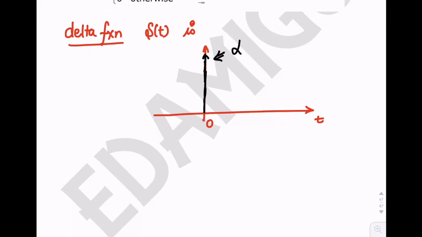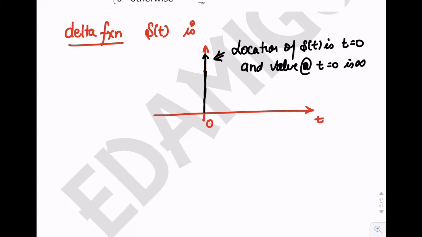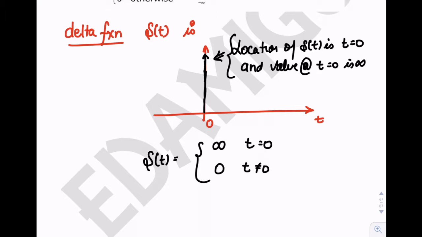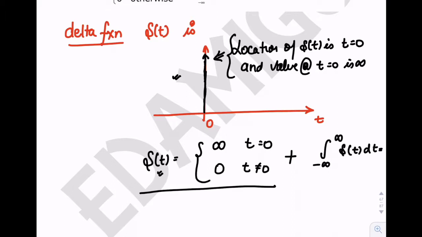So this shows that the location of delta t is t equal to 0, and the value at t equal to 0 is infinity. So we say that delta t is equal to infinity at t equal to 0 and 0 for t not equal to 0. It is 0 elsewhere, but this definition is still not complete, because we have to write that the area of delta t is 1. That is, if you integrate this signal from minus infinity to infinity on the time axis, then you will get the answer equal to 1.